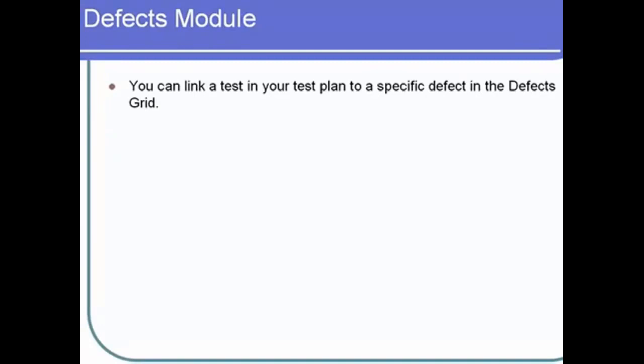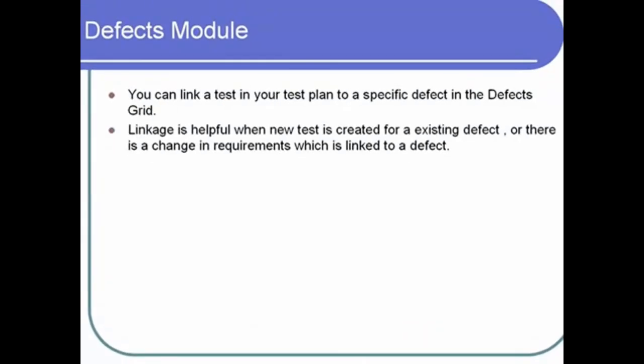You can link a test in your test plan to a specific defect in the defects grid. Linkage is helpful when a new test is created for an existing defect or there is a change in requirements which is linked to a defect. Linkage can be done directly or indirectly.